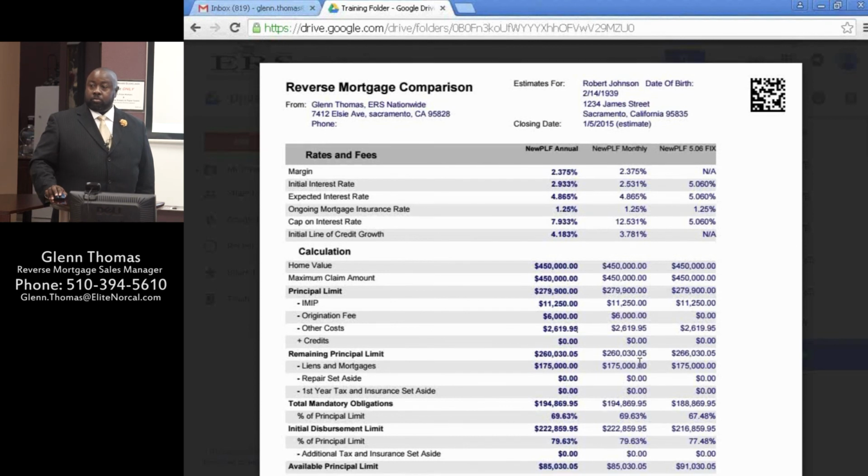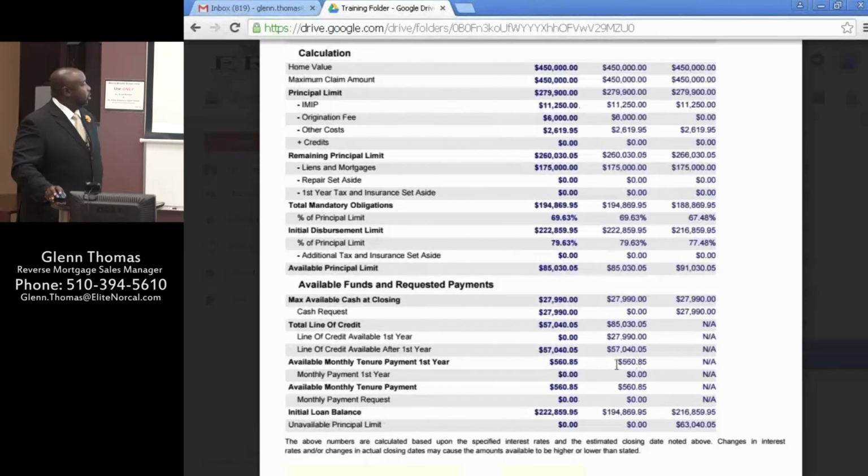What's the most common product? It all depends on the scenario. Probably right now it's the adjustable because of the line of credit. If they have any type of equity, they're going to go with the adjustable because they want to be able to pull that money too. Right now, in the fixed, once you pull it out, that's it. Like his example, let's say he wants the fixed: he's going to get the $27,000 right here. But if you go with this one right here, he's going to have an additional $57,000 that he can draw on year two.